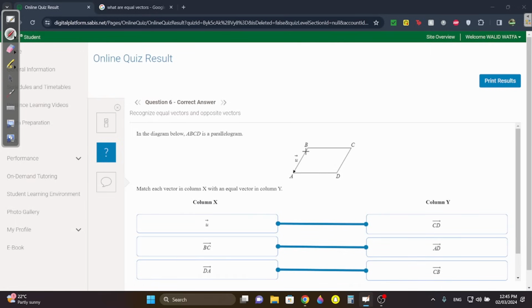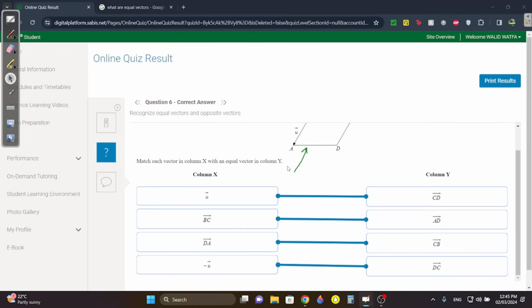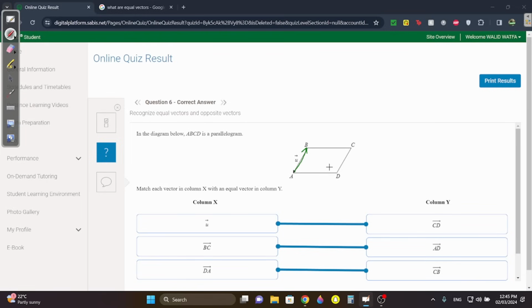And then minus U. U is BA, so minus U will be AB. Or what did they put? I think they put DC. Yeah, this is minus U. It's the opposite of U, AB. And what is it equal to? DC, opposite sides.